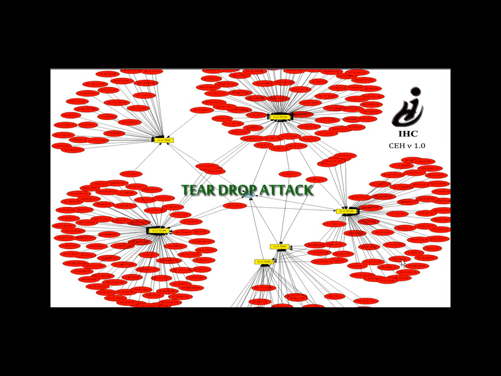Teardrop attack. The teardrop attack involves sending corrupted IP packets. The main purpose is to confuse and potentially crash the receiving system. It is similar to the ping of death attack.